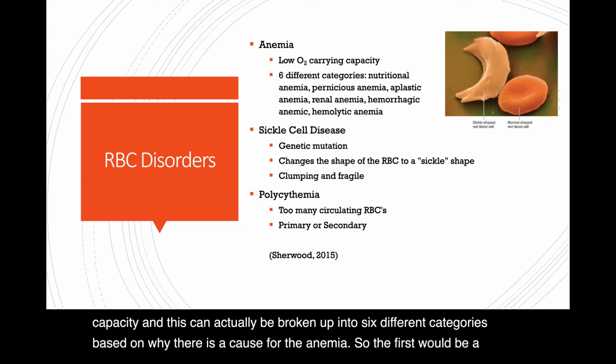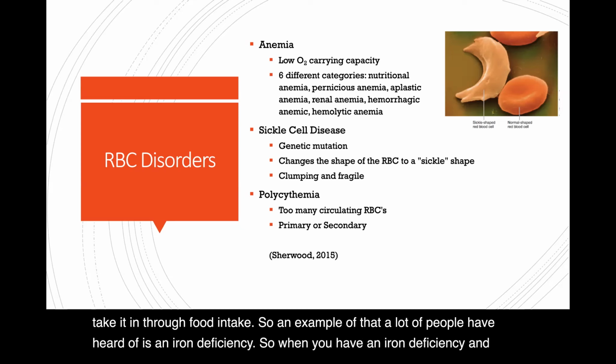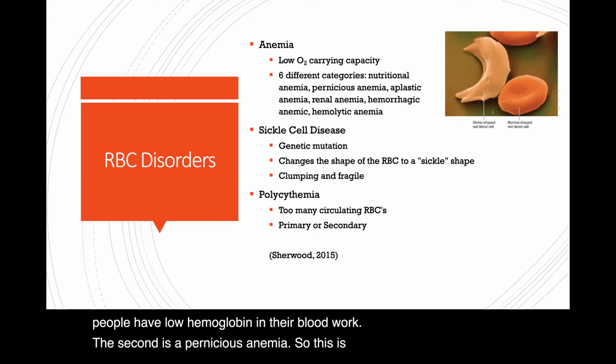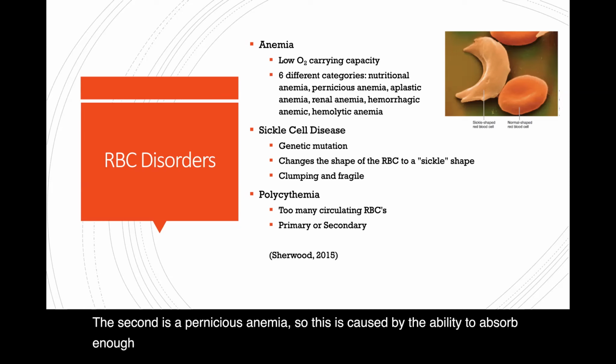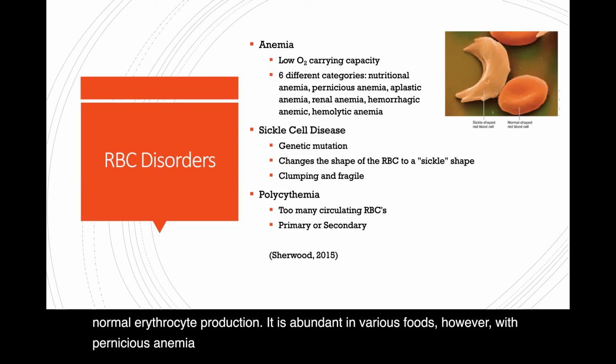An example of this that a lot of people have heard of is an iron deficiency. So when you have an iron deficiency and not enough iron is available, you're not able to synthesize hemoglobin, and then people have low hemoglobin in their blood work. The second is a pernicious anemia. So this is caused by the inability to absorb enough vitamin B12 from the digestive tract. Vitamin B12 is needed for normal erythrocyte production. It is abundant in various foods. However, with pernicious anemia, you're taking it in, but it's not getting absorbed by your body.